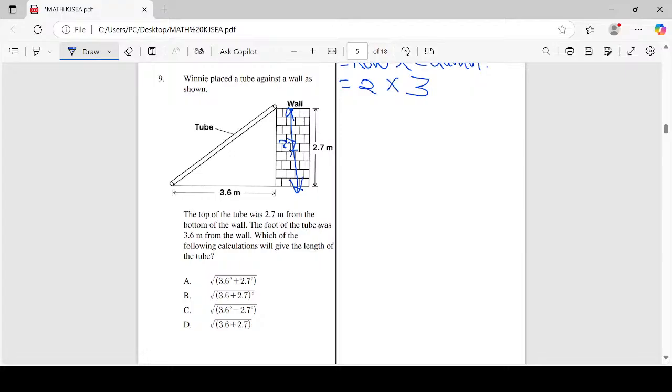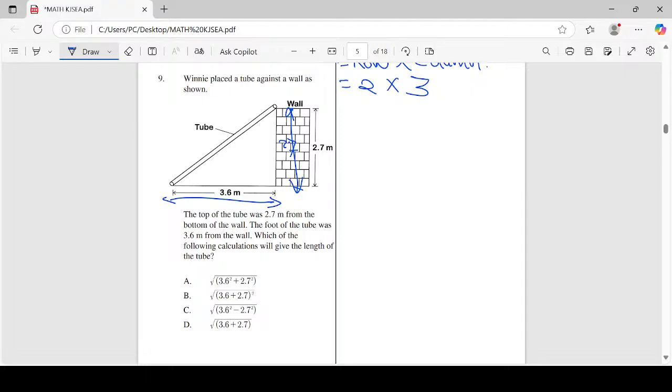The foot of the tube was 3.6 meters from the wall. This horizontal distance here, learners, from the wall, 3.6. Which of the following calculations will give the length?